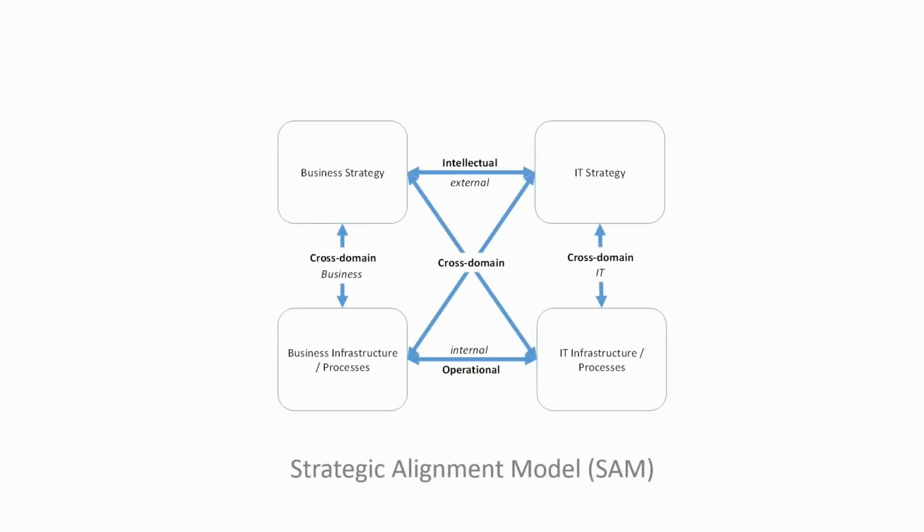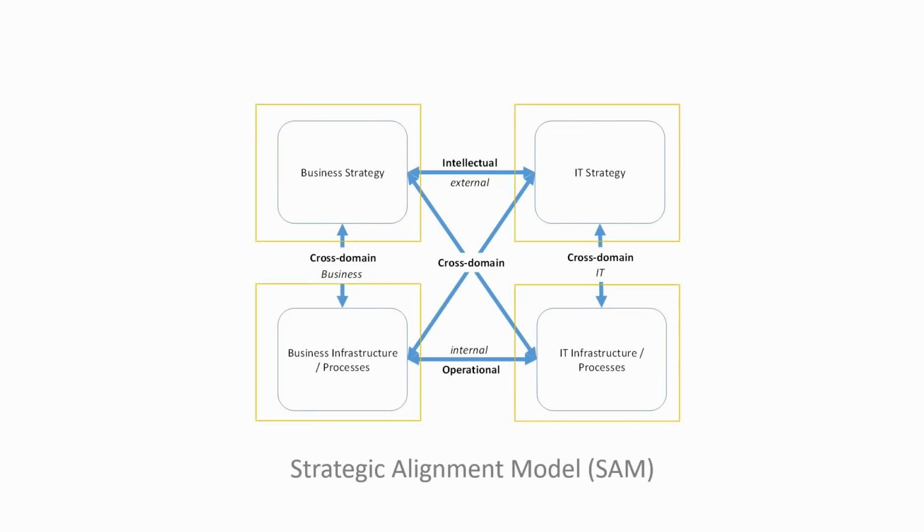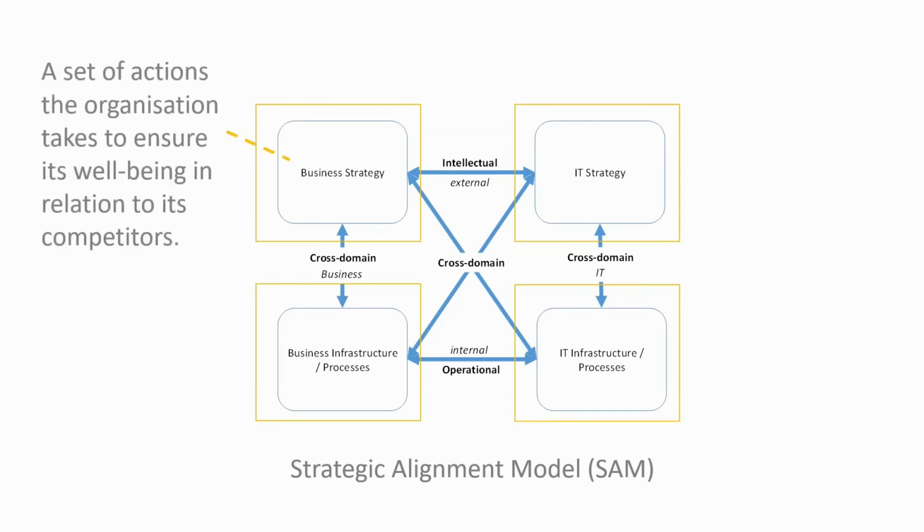The first thing we need to do is to explain the framework to our reader. This will usually be presented to the reader during or at the end of the literature review. To keep this tutorial short, we will only be focusing on one of the frameworks identified, and that would be the strategic alignment model. We must explain each construct in the framework. Constructs are the blocks you see in the model. For instance, the construct business strategy refers to a set of actions the organization takes to ensure its well-being in relation to its competitors. You must also explain the relationships between constructs.